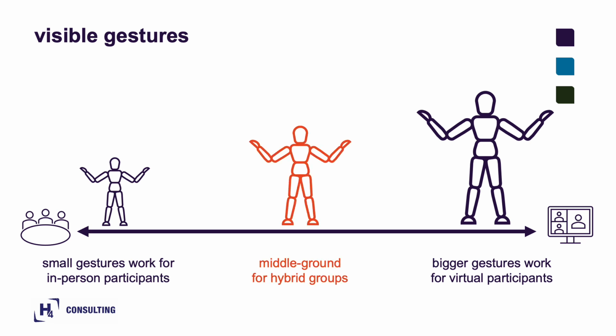I try to aim for something in the middle and signal why I'm acting strangely if I need to do something completely over the top. For example, if I need a really big gesture to get the attention of virtual participants, I'll ostentatiously orient myself towards the camera so in-person participants instinctively understand that I'm projecting to the virtual audience.